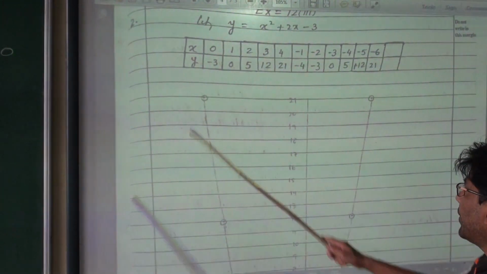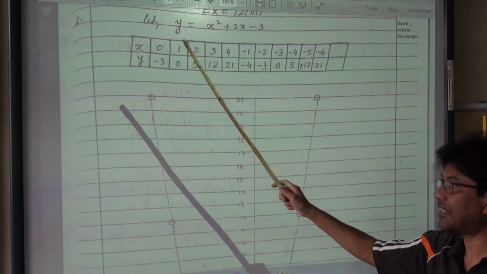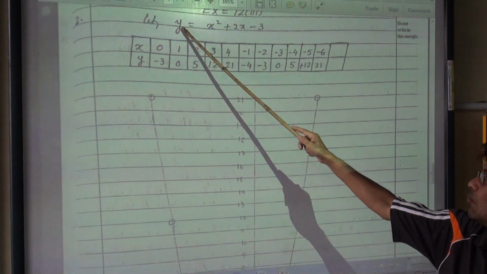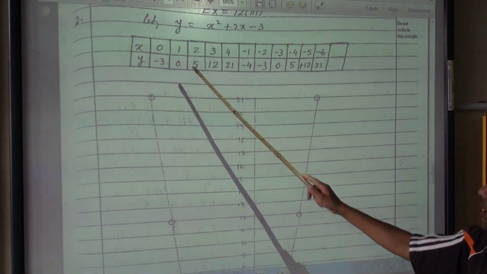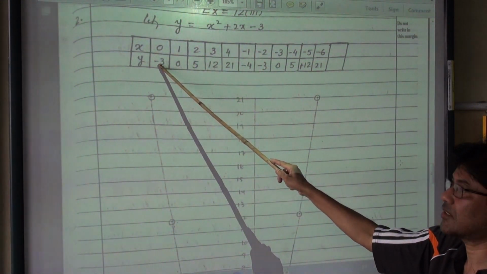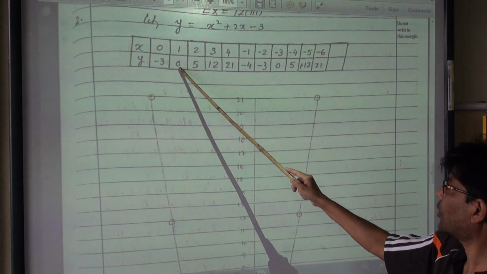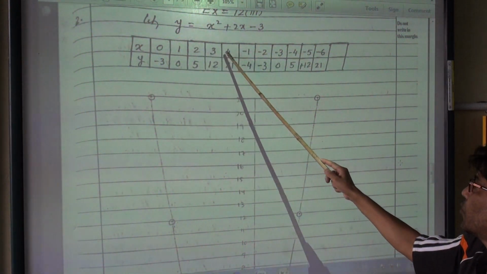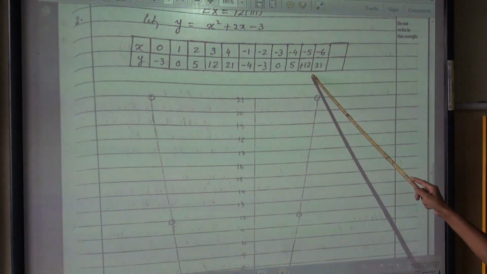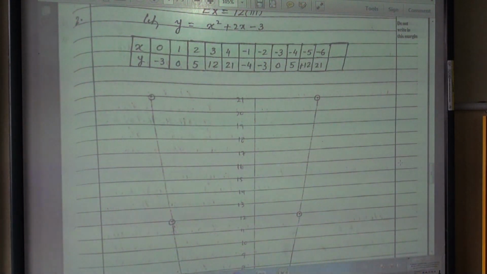Now see, I have made a table here, x and y, the same way you did in class 9-10. Assuming some simple value for x, I am finding the corresponding y value. I have taken x as 0. If we replace x by 0, you get minus 3, so the corresponding y value is minus 3. When x equal to 1, 1 plus 2, 3, minus 3 is 0, so y is coming 0. Same way for 2, 3, 4 the corresponding values. And then I have taken negative values also. I have got the corresponding values of y. And you know how to plot the values.